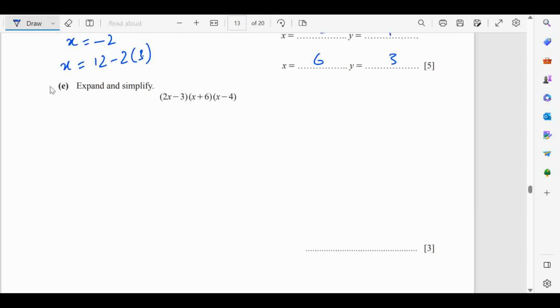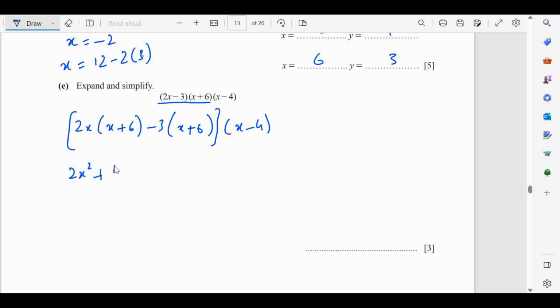Let's move to the next one, expand and simplify. Now we will have three expressions. So first of all, let's attempt the first two. So this will become, we can write it as 2x into x plus 6 minus 3 into x plus 6. We can use the square brackets. Now this will be 2x square plus 12x minus 3x minus 18.